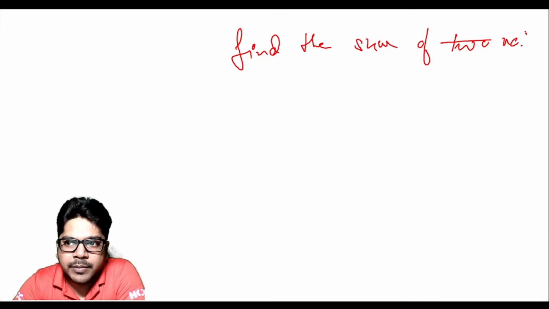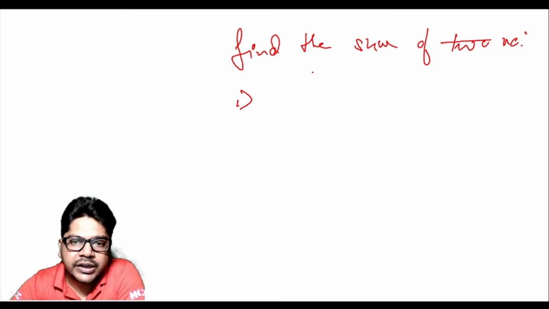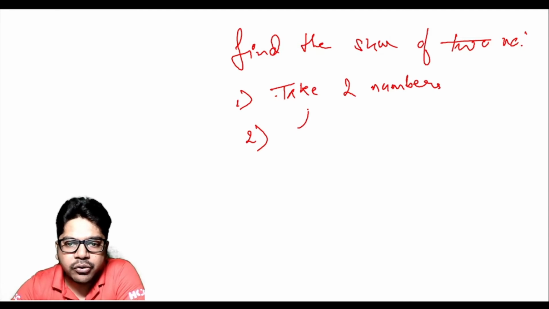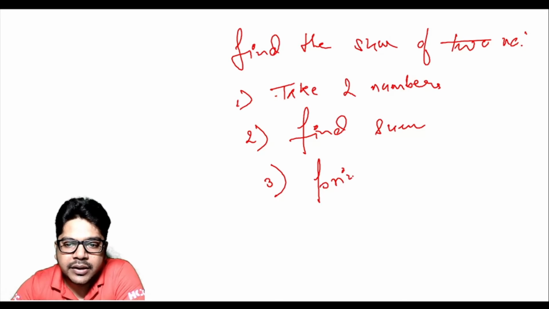Now what you will be doing is dividing it into three parts. First, take two numbers, because you need to take the two numbers. Then you need to find the sum. And the third thing you'll be doing is printing the sum. These are the three steps that you'll be doing.